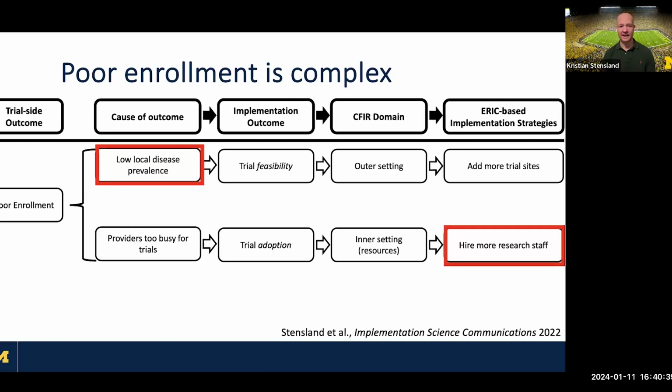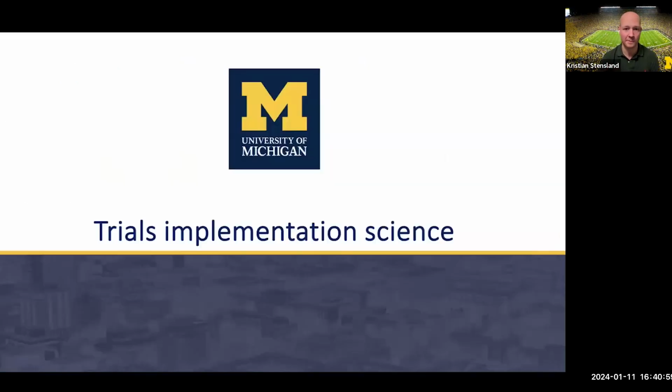So for example, if I have 10 prostate cancer patients who come every year to my practice, and my goal is to enroll 100 patients, I can never hire enough research staff to enroll more prostate cancer patients than I see. It's just not going to work. And so if I ran a study of that, I would say hiring more research staff doesn't help, when it was actually never possible to enroll more patients.